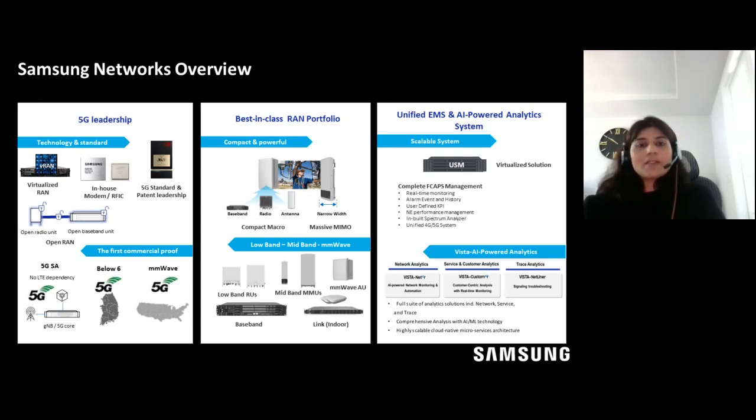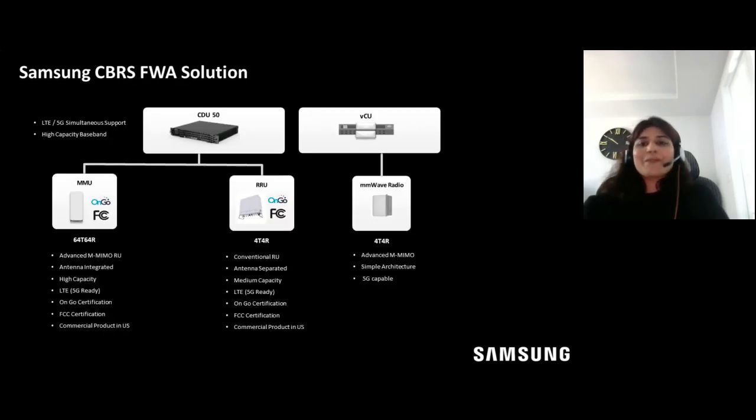Now, moving on to the specifics of the Samsung FWA solution, right? If we double down on FWA solutions for BEAD, the focus for FWA deployments will be around CBRS bands, as most of the operators planning to deploy these networks will be using CBRS bands. However, we think that millimeter wave could also be a potential for operators who have the spectrum and want to deploy this solution. And Samsung has all of these solutions in its portfolio.